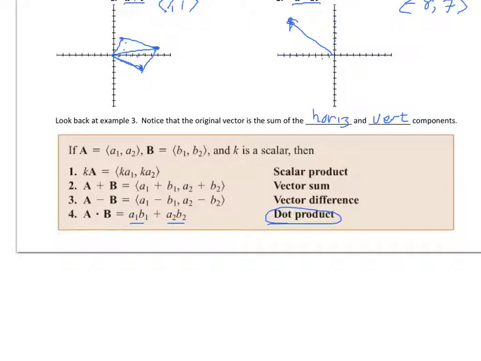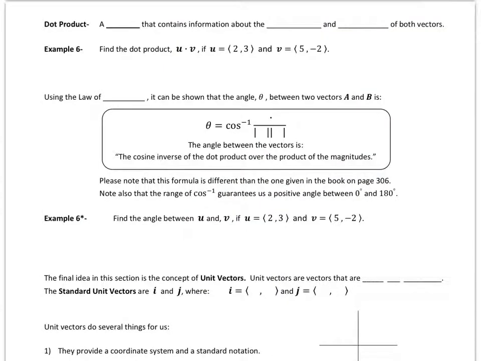So a dot product is similar to the determinant of matrices. A dot product is simply like a scalar that contains information about the magnitude and direction of both vectors.